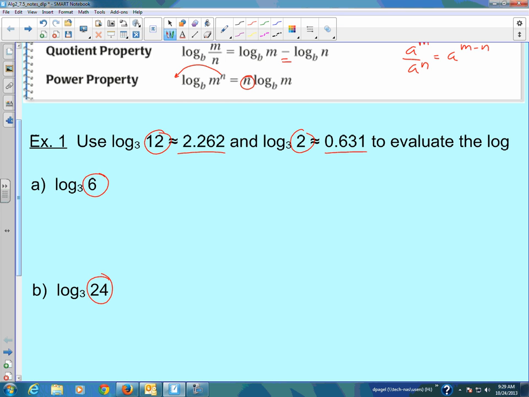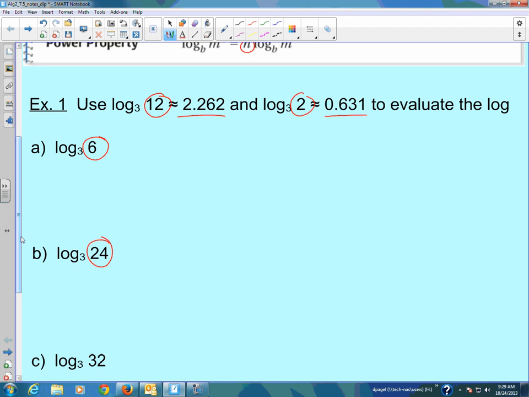Well, 12 and 2, we can easily see that they help me get a 6 when I am dividing. So another way of writing log base 3 of 6 is to look at it as a quotient between 12 and 2. And if it's a quotient, what that really means is you're taking the log base 3 of 12 and subtracting the log base 3 of 2. And this is how we're going to come up with our approximate values. Log base 3 of 12, 2.262 minus 0.631. We get that the log base 3 of 6 is approximately 1.631.